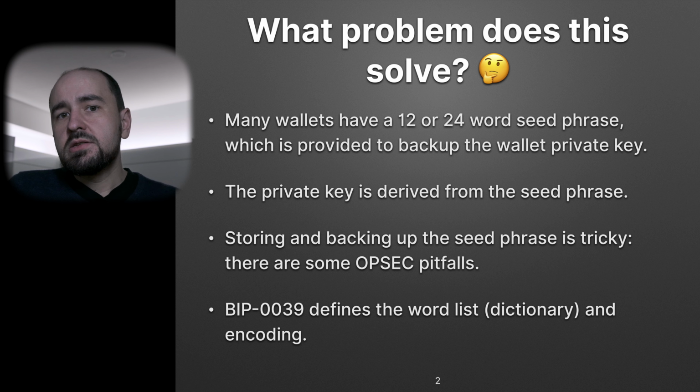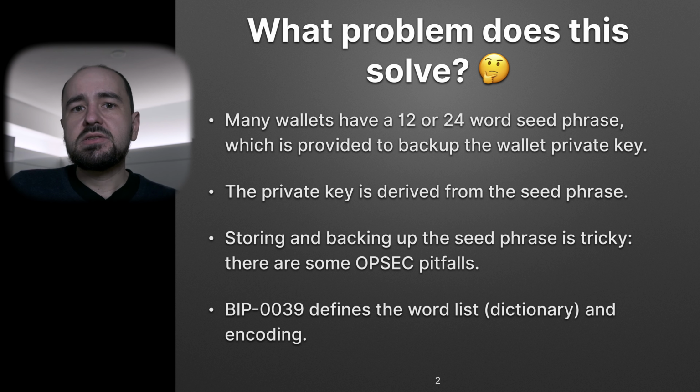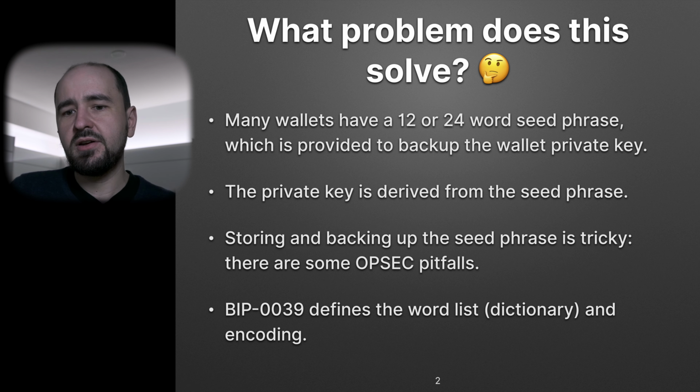However, storing your seed words is not straightforward. It's a little complicated. So I'm not going to go into a ton of detail on seed words or how they're derived, but you can check out BIP 0039. That's the Bitcoin Improvement Proposal, I think is what it stands for. There's a lot of detail there on the seed words and the dictionary, which words are used and how those are encoded and so on and so forth.